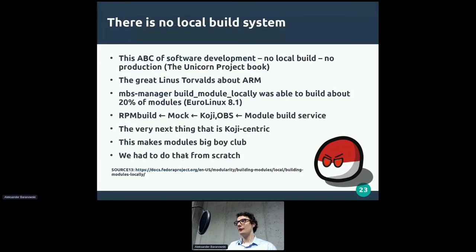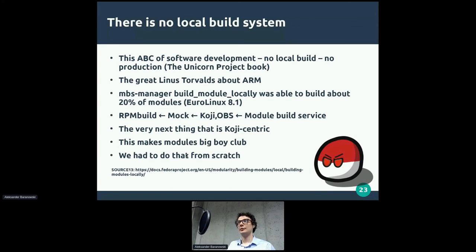Okay, the other thing that I had a very big problem with, we had actually in the company, is that there is no local build system. And in my opinion, people might disagree totally with it, this is the ABC of software development: no local build, no production. We are part of the Unicorn Project book that is made by Gene Kim or something like it. I might just say his name wrong.